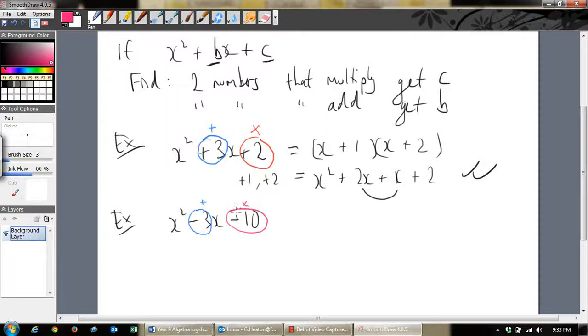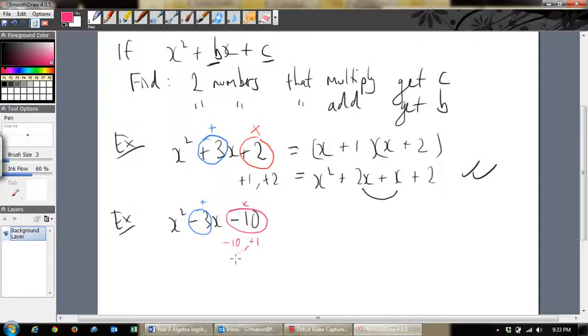Start with your times together. Two numbers that make 10, okay? How about 10 times 1? Is there any way that out of 10 and 1, 10 times 1, that you can make negative 3? In other words, could you put a negative in front of there, a positive in front of there, and you add them together to get negative 3? No, that doesn't work. There's no way you can make negative 3.